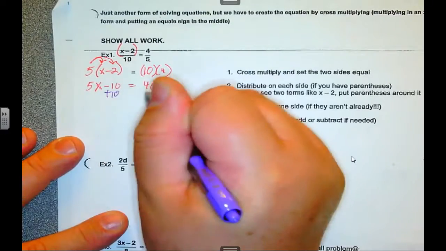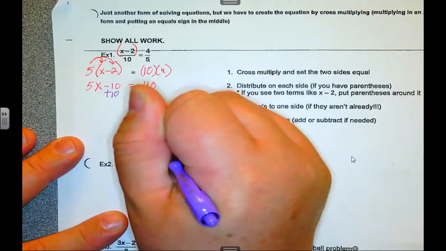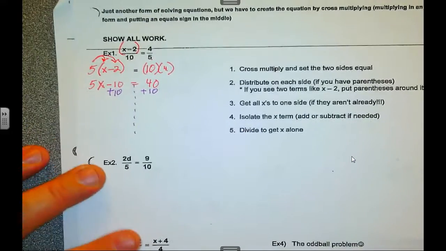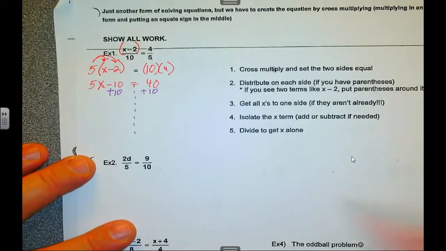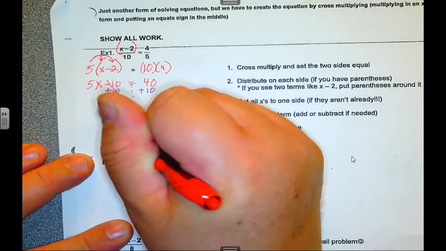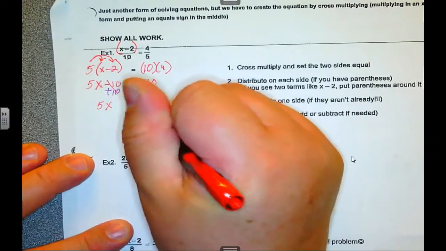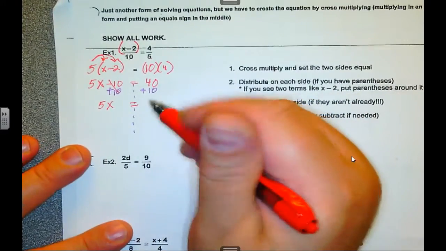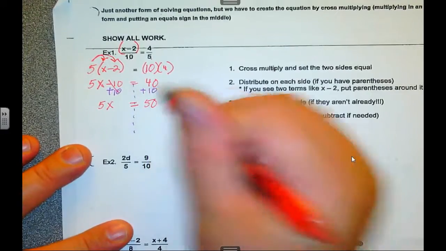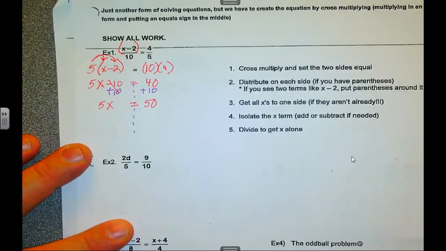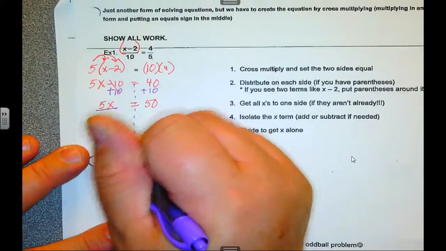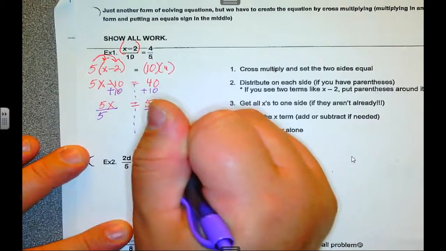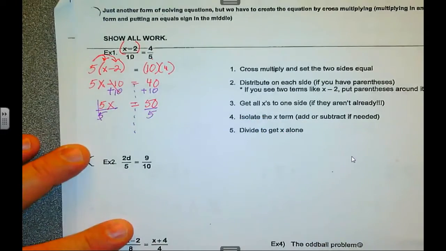Add 10 to both sides. And again, if you're still having trouble, use your dotted line. These add up to 0. Bring down your 5x. 40 plus 10, 50. Then divide both sides by the coefficient 5. And you get x equals 10.